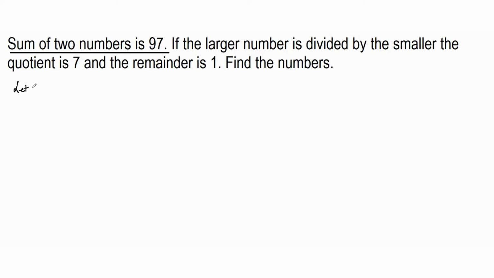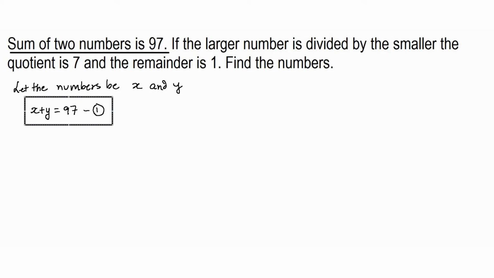So I will say let the numbers be x and y. It is given that the sum is 97. That means x plus y is equal to 97. This is my first equation, right? Now let's look at the second condition which is given. If the larger number is divided by the smaller, the quotient is 7.